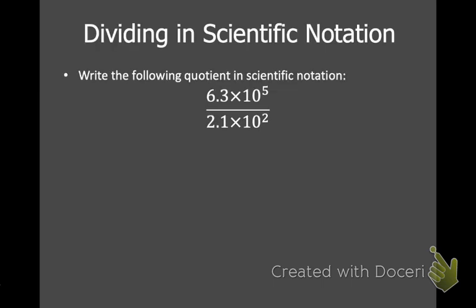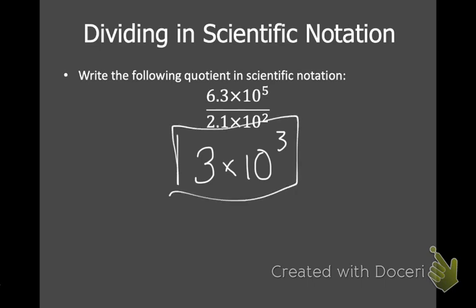All right, now we're going to divide, which again, same rules apply as exponent rules. So I'm going to start by dividing the numbers. So 6.3 divided by 2.1. That just gives me 3 times 10. And then I subtract my exponents when I'm dividing. So 10 minus 2 is 3. So 3 times 10 to the third. That is my number in scientific notation.